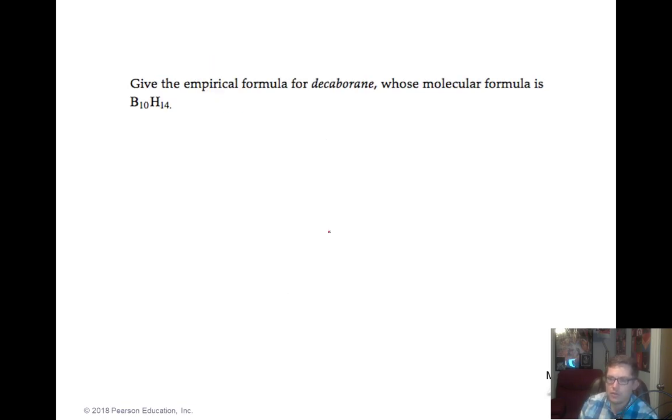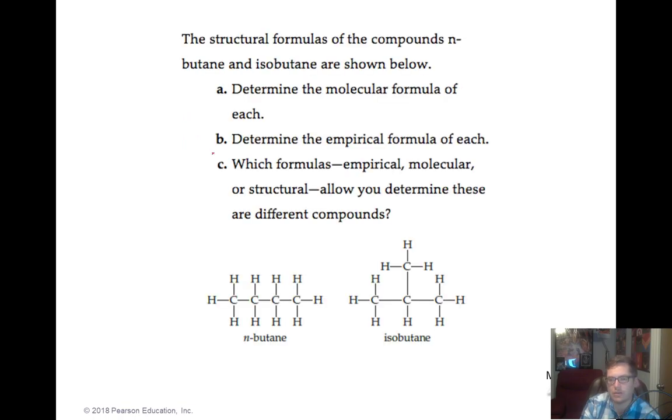All right, empirical formula for decaborane. So this is the molecular formula. We need to convert it to its lowest whole number ratios, and we can divide each of these by 2, right? So B5H7 would be the empirical formula. And since both those are prime numbers, we can't get it any lower than that.